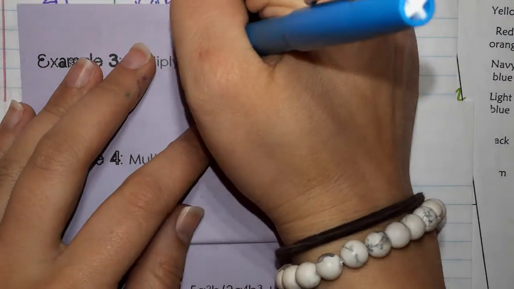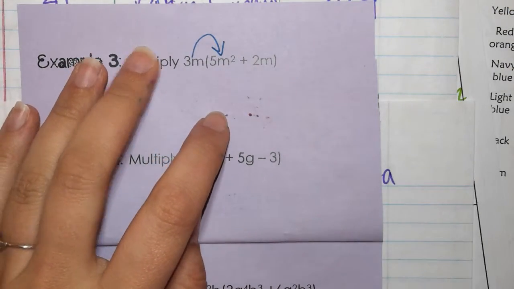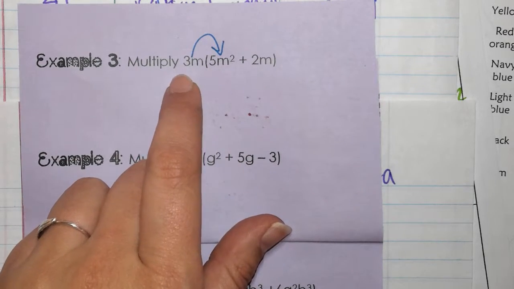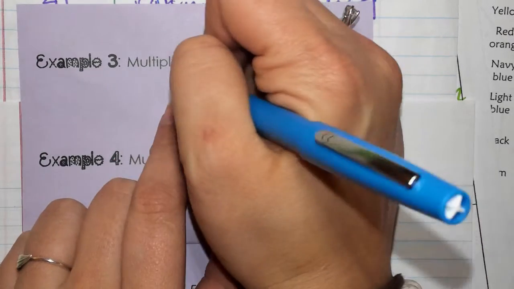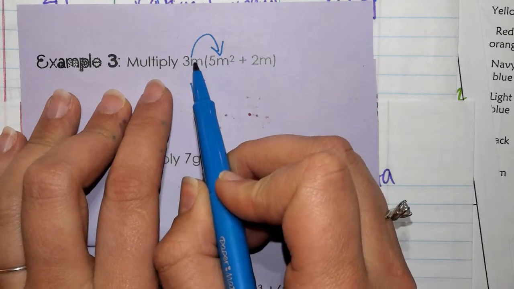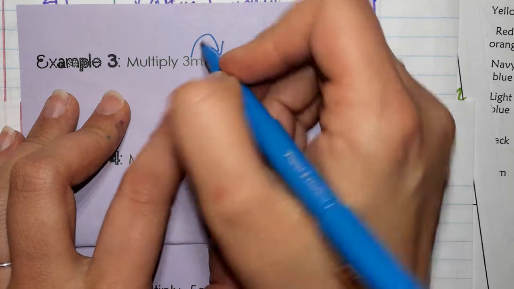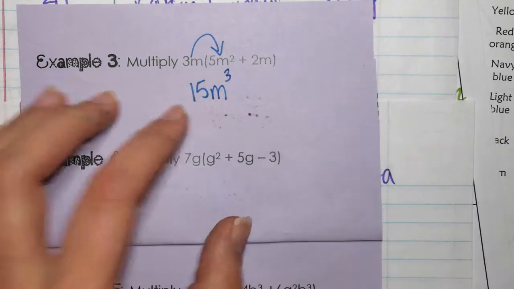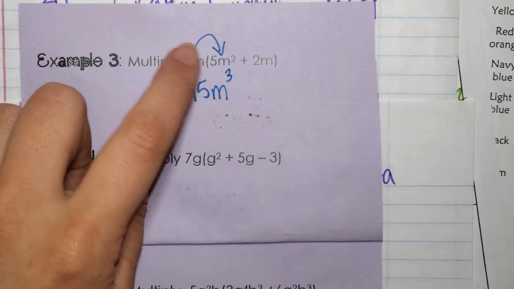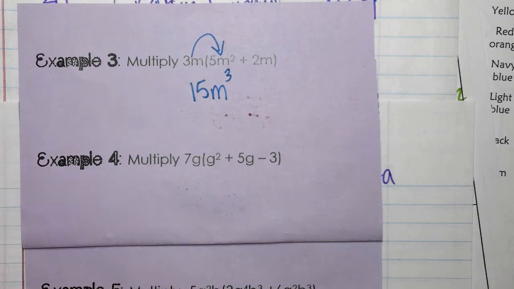Now, everybody watch this magic. Are we ready? You're going to do 3m times 5m squared, which means you're going to do 3 times 5 and get 15. And what are we going to do with the exponents? Add. What's 1 plus 2? 3. Does everybody see where I got the m cubed from? Yes. Because this is a 1, and that's a 2, and 1 plus 2 is 3.